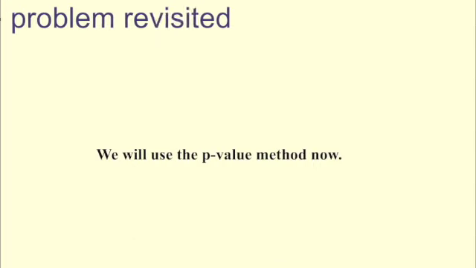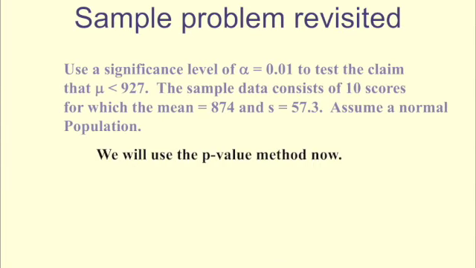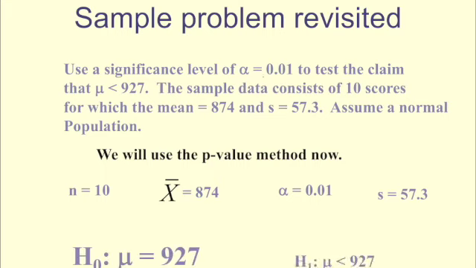So let's look at a problem that we saw in the last video, but using the p-value method now. So I am looking at a significance level of 0.01 to test the claim that my mean is greater than 9.7. So that means my null hypothesis is that my mean is equal to 9.7, and my alternate hypothesis is that my mean is less than 9.27. My sample size is 10, so that means my degrees of freedom is going to be 9.